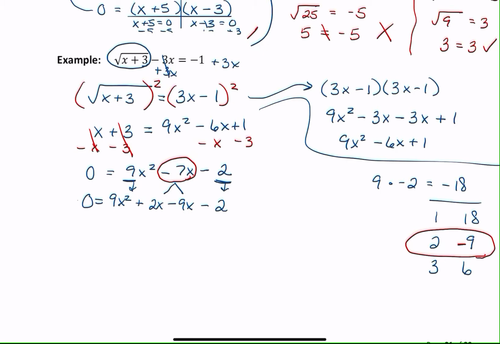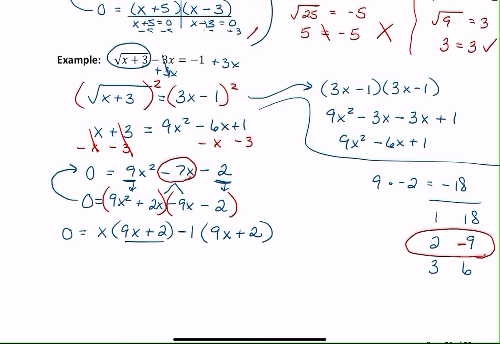So this is the same equation. I've just rewritten the negative 7x so that I can regroup it. So I'm going to regroup and see what I can pull out of the first set of parentheses. I can only pull out an x, and then I'll leave a 9x plus 2 on the inside. And on the second one, the only thing I can pull out there is a negative 1, which is just going to change the signs.